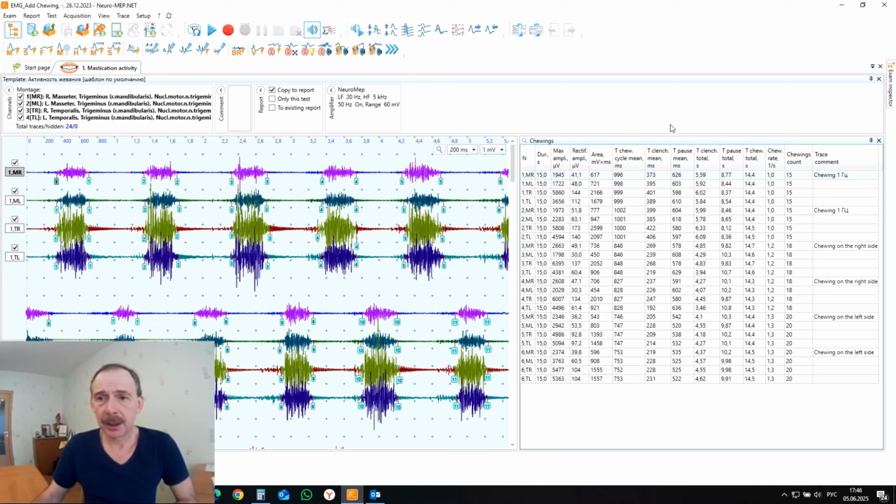Then we calculate the total clenching and pause time. The total chewing time is also calculated, taking into account how the markers are placed. In addition, the frequency of chewing movements is calculated. When it was 1 Hz, it is clearly obtained as 1 Hz. When chewing freely, we get slightly different values. There's also the number of mastication movements.